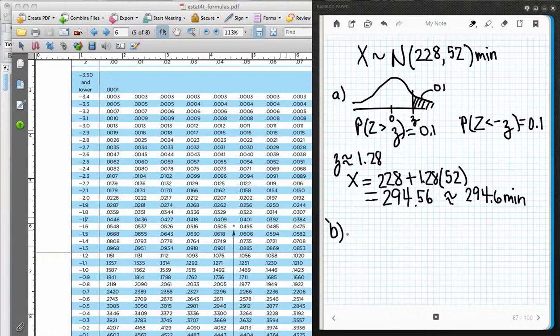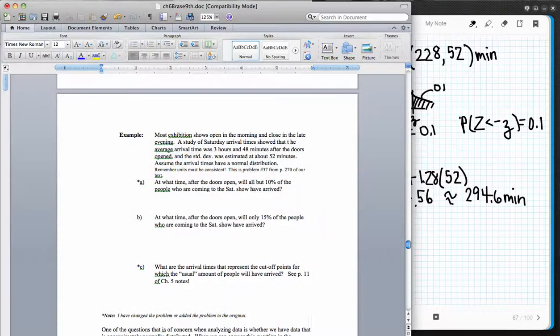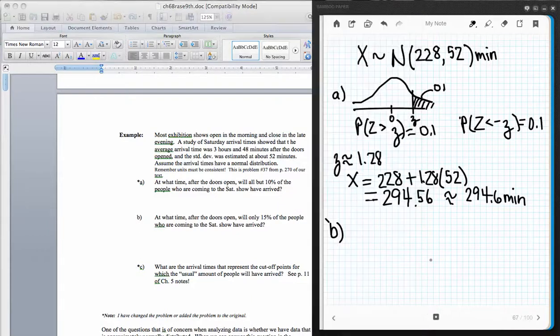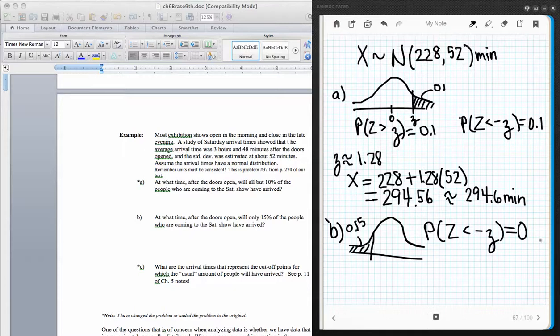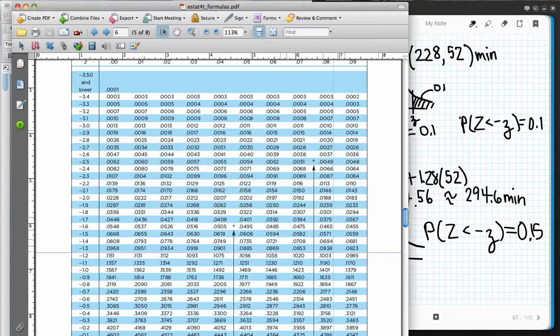Now for part B, let's take a look at part B. Part B says that I have at what time after the doors open will only 15% of the people have arrived. So this time I want only 15%. So that's on this side of the distribution. So this time I have 0.15 here. So this time I'm looking for the probability that my z is less than a negative z is equal to approximately 0.15. So now let's go over to my table and look up 0.15.